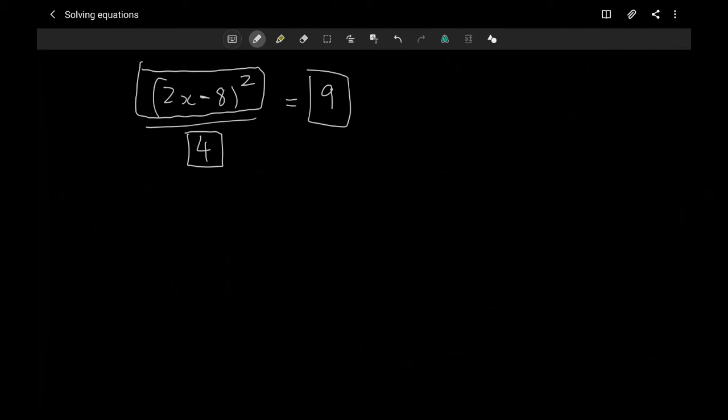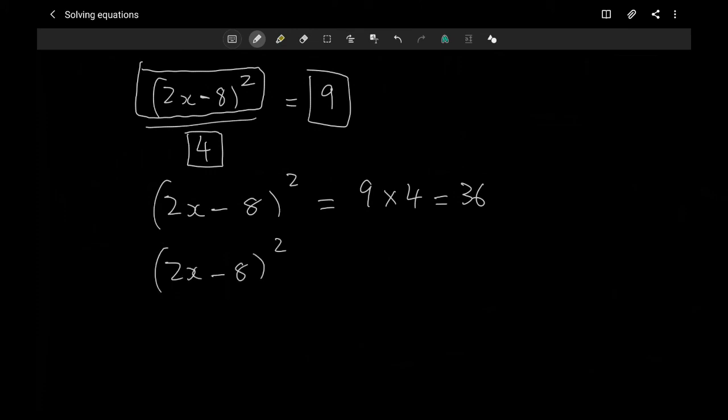So you know that the 4 is a division, so to get rid of it, you need to do a multiplication. So when you do that, the left-hand side becomes 2x minus 8 squared is equal to 9 times 4. And you know that 9 times 4 is 36. So the equation looks like this. 2x minus 8 all squared is equal to 36.